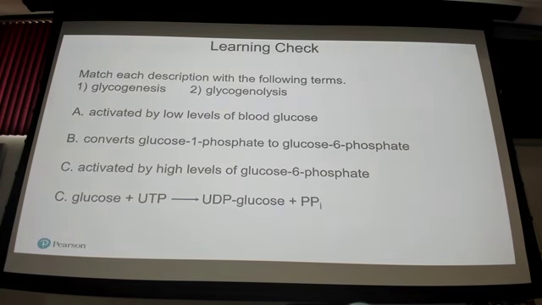Check on learning. So match each description with the following terms. What is activated by low levels of blood glucose? Say, one person say it.